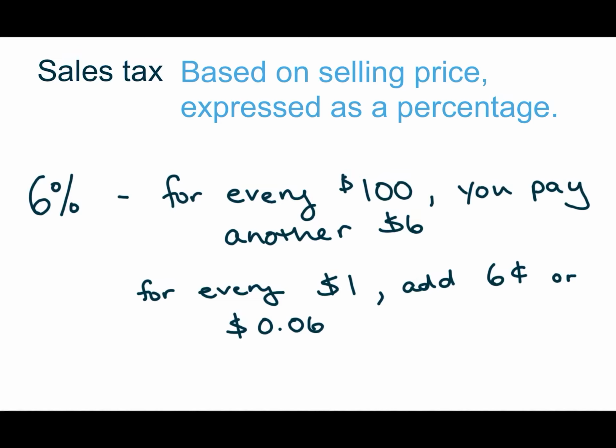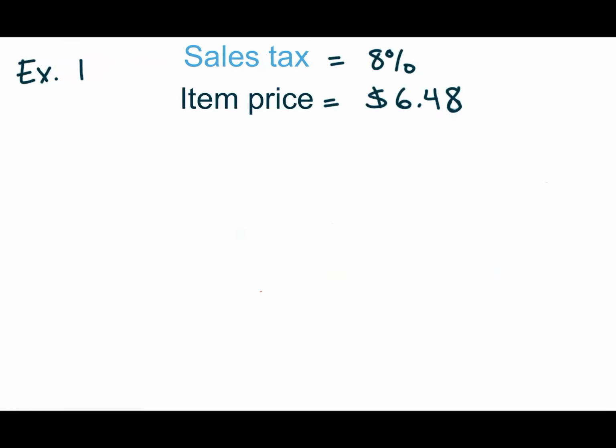So you could think of sales tax as a percentage for every $100 you're going to pay. Let's say it's 6%, like it is here in Maryland. For every $100, you're going to pay another $6. Another way of putting it is that for every dollar, you're going to pay another 6 cents. So you're going to pay 6 cents on every dollar, $6 on every $100. But normally, the price that we're paying is not going to be something even like $10 or $1 or $100. It's going to be something like $6.48.